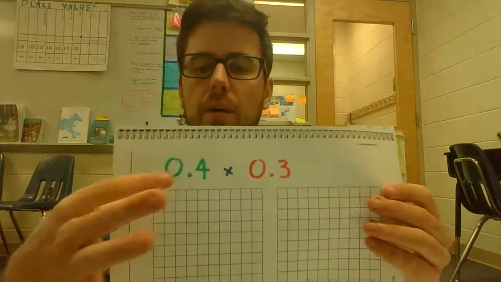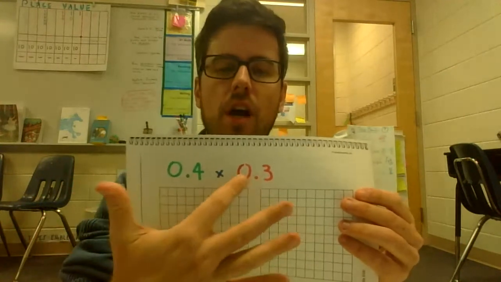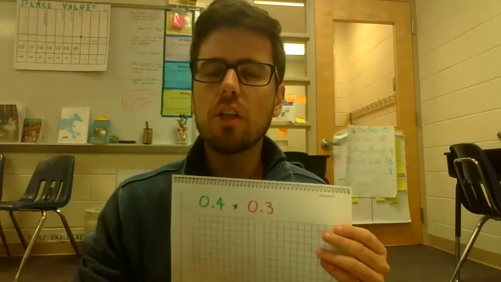All right, so for today's video, we're going to be talking about what it looks like when two decimals are being multiplied. Now, let me show you what the problem looks like. 0.4 or 4/10 times 0.3 or 3/10. So we're going to be talking about what that actually looks like.